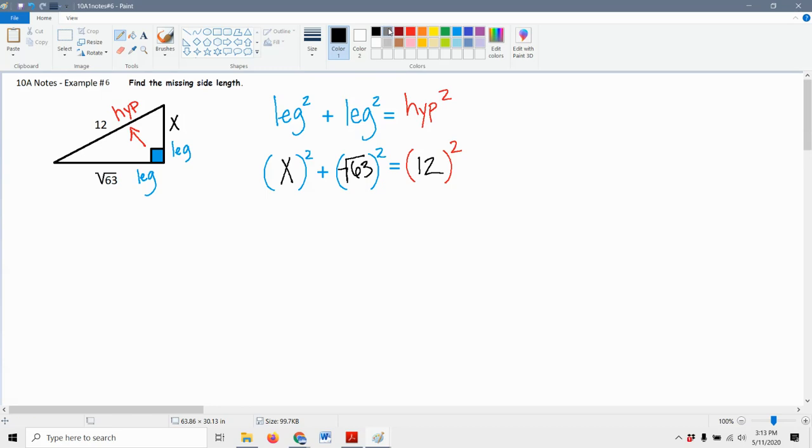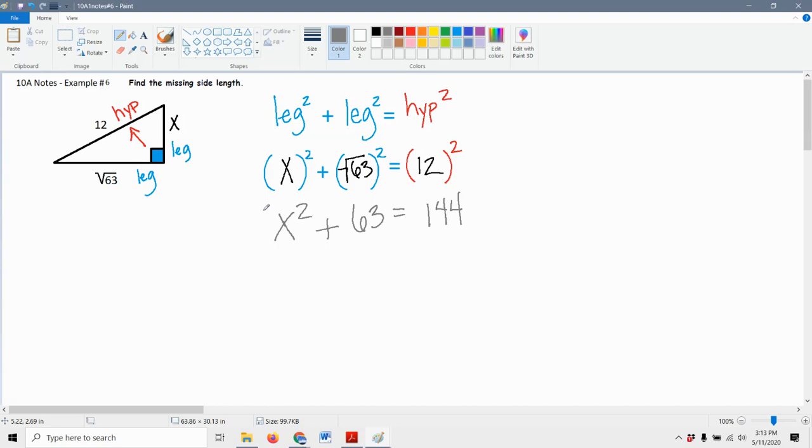Of course, the next thing we're going to do is go ahead and square all of our terms. x squared plus, now here again, when we square a square root, that square is just going to counter that root. They undo each other. So it'll leave us with 63 when we square it. When we square 12, that's going to give us 144. 12 times 12 is 144.